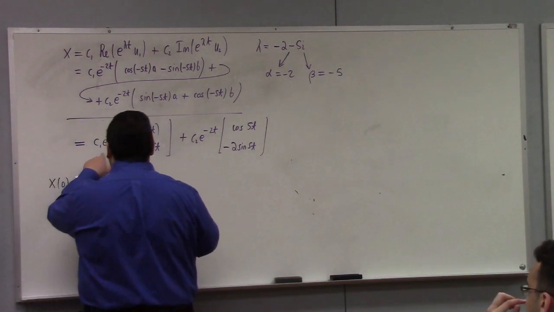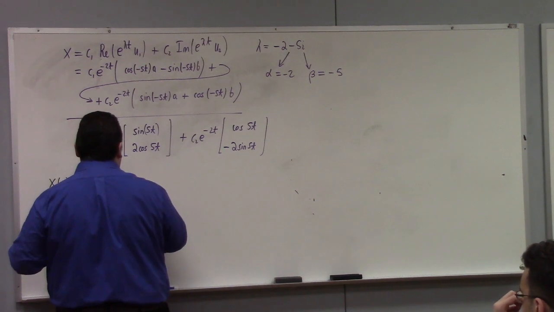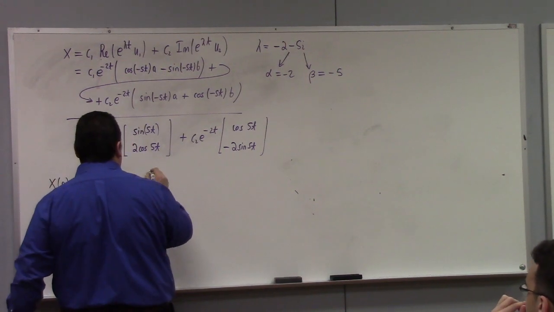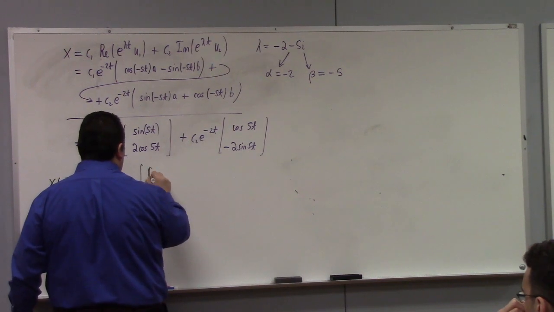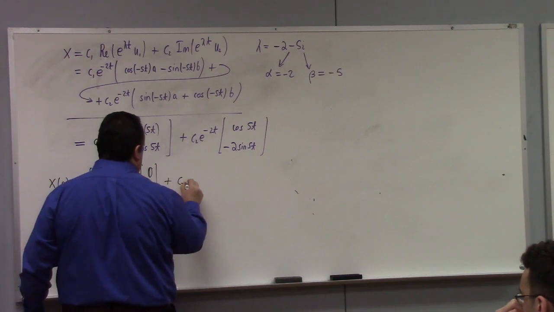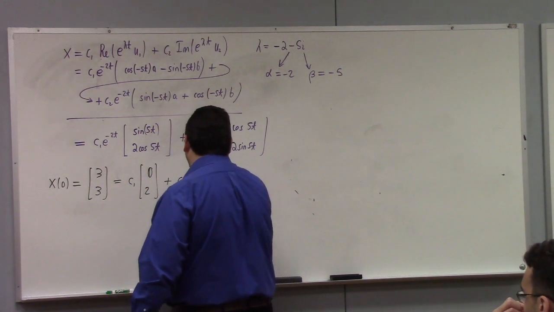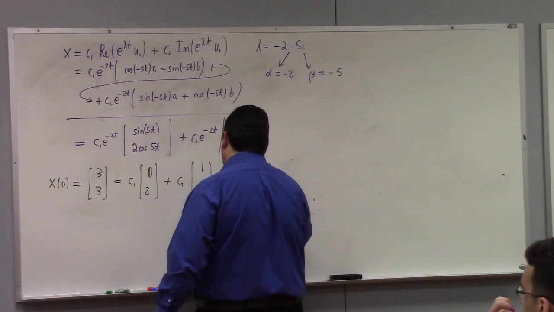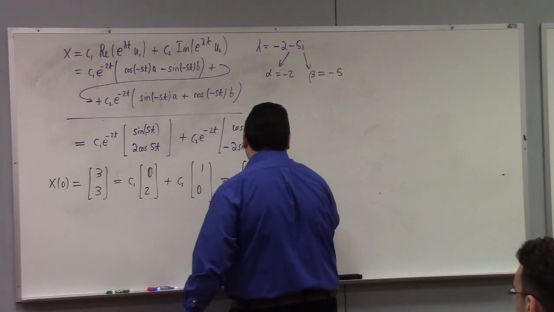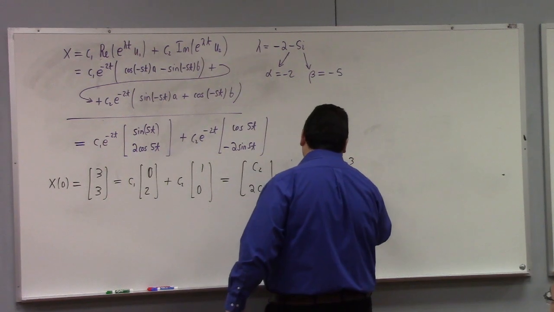So if I plug time 0 into this, what happens? We get C1 e to the 0, also known as 1, and this just becomes 0, 2, my bad, plus C2 times 1, 0. Oh, this is super nice. Check that out. So that's C2 and 2C1. Apparently we can put C2 equal to 3 and C1 equal to 3/2.